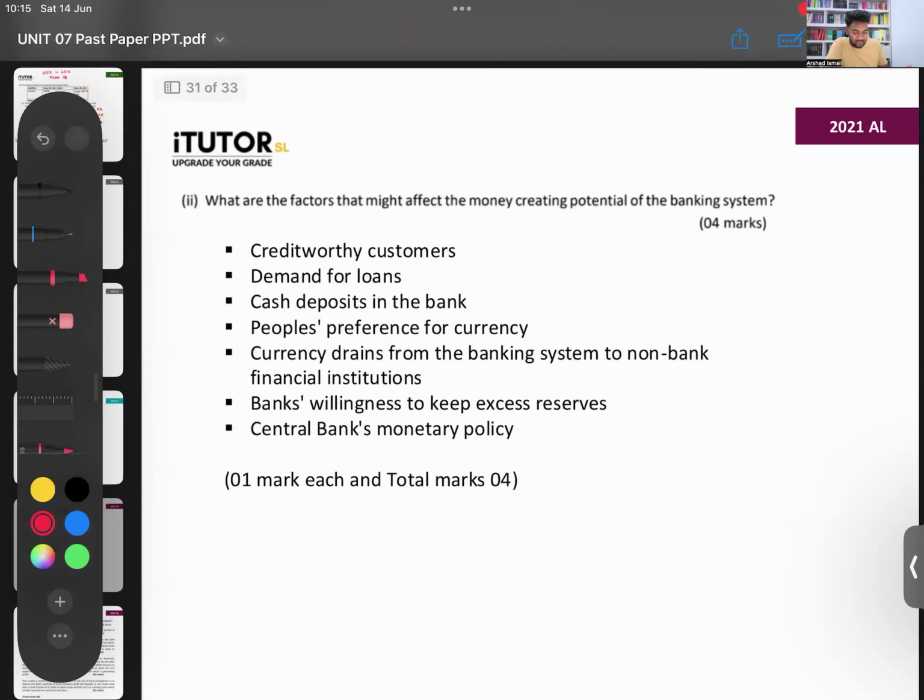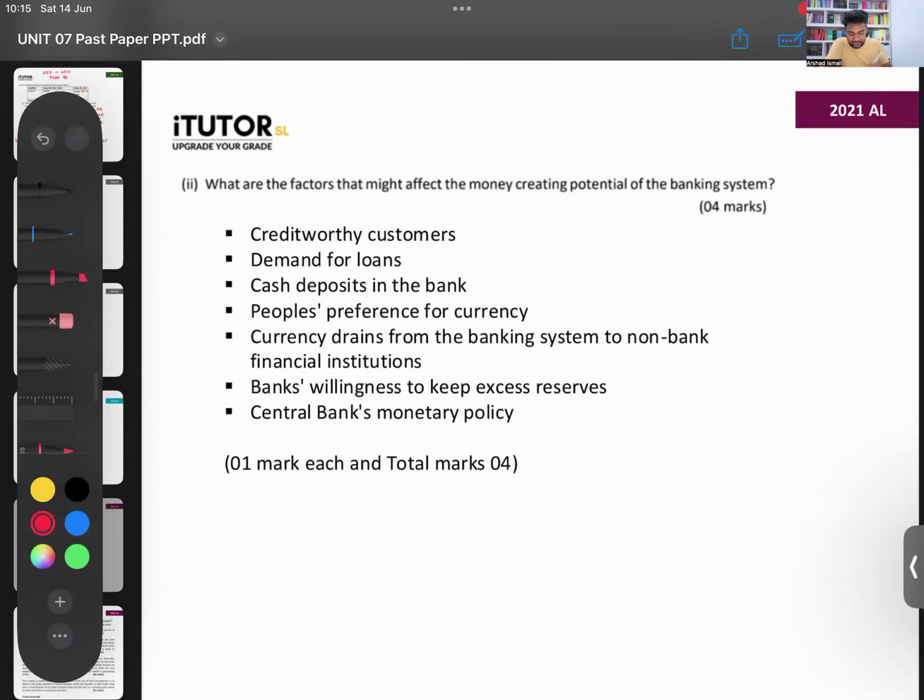Okay, so coming into 2021. There is a bit of a theory question they're asking you. What are the factors that might affect the money creating, credit creating potential of the banking system? The main points you can write down. So main things are, you can talk about the demand for loans, right? Then you can talk about banks' willingness to keep excess reserves.